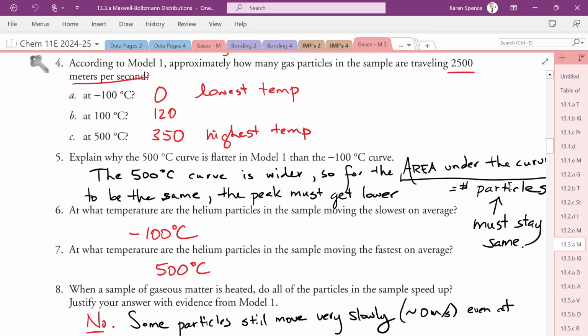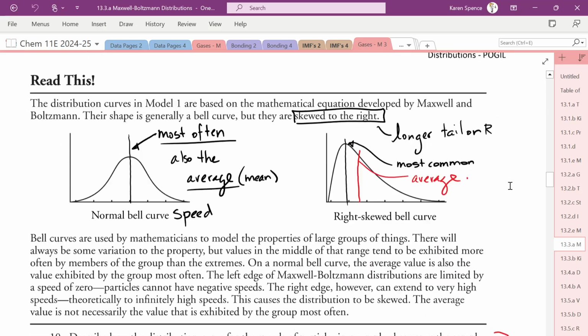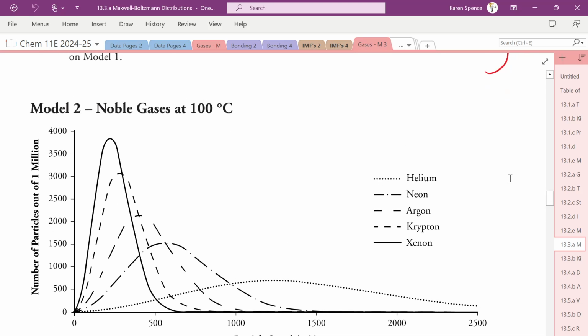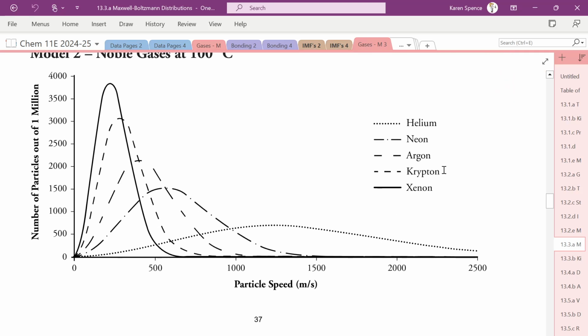Last day we looked at the same gas at different temperatures. Today we are looking at different gases at the same temperature. So we have helium, neon, argon, krypton, and xenon. So we could actually label those so it looks a little easier for us.